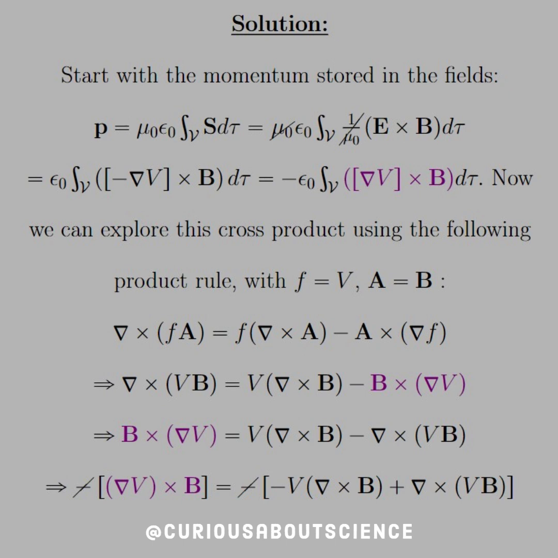If we solve for this, what we see is that B cross the gradient of V is equal to V curl of B minus the curl of V times B. We don't really have that in purple yet. We need to change the order of the cross product, so we apply a minus sign. If we apply a minus sign to the left-hand side, we have to apply it to the right-hand side as well. We factor the negative sign out on the right-hand side to cancel with the left-hand side, and now we're ready to substitute in.